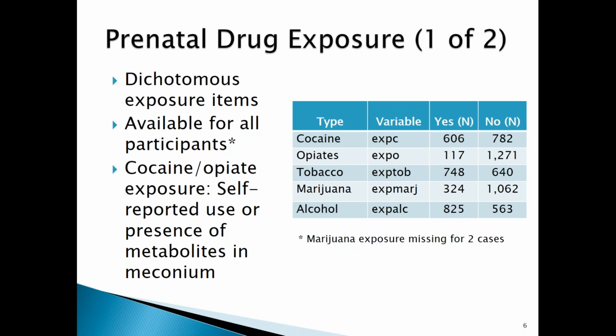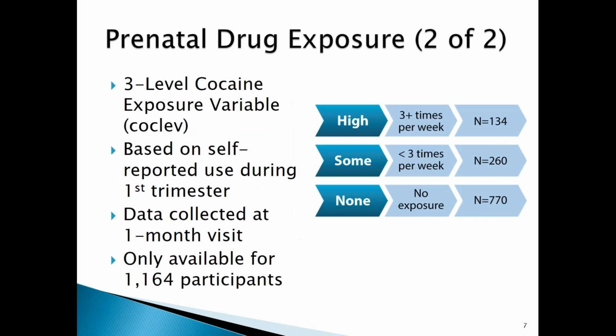In terms of how these were defined, those primary exposure variables, cocaine and opiates, were defined based on self-reported use and/or the presence of metabolites in the meconium. Another variable that you may be interested in, as I mentioned, there's a lot of interest in cocaine exposure with this data set, is a 3-level variable called CokeLev, which has high, some, and no cocaine exposure.